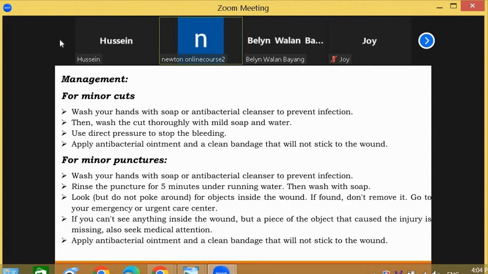Next your aim is to stop the bleeding, so put direct pressure to stop the blood. Next, apply antibacterial ointment and cover the area. Always remember, do not use cotton that will stick on the wound. That is very important for a minor cut.